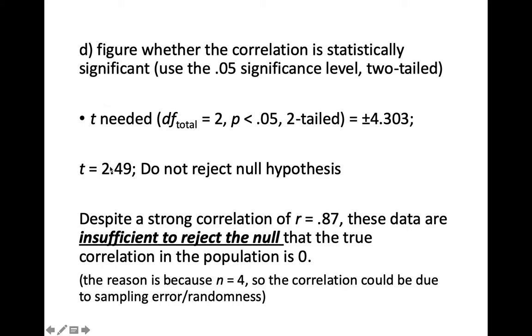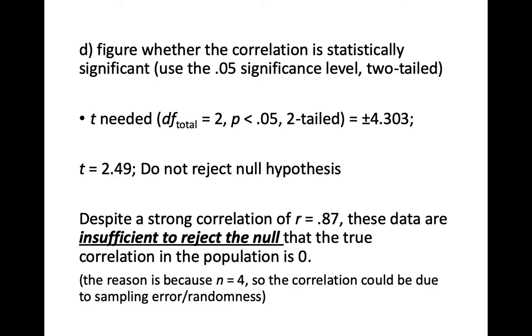So even though that t looks pretty big, and under other circumstances, if we get a t that big, we reject the null. But here, because our sample size is so small, we have a very high critical value. So our t that we calculated does not exceed the critical value. So we do not reject the null hypothesis, okay? The null hypothesis being that the true population correlation rho is 0.